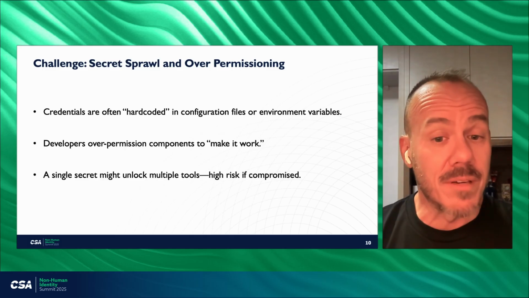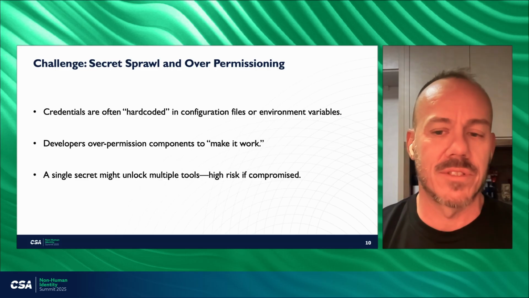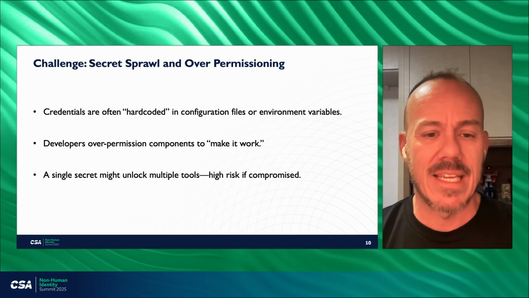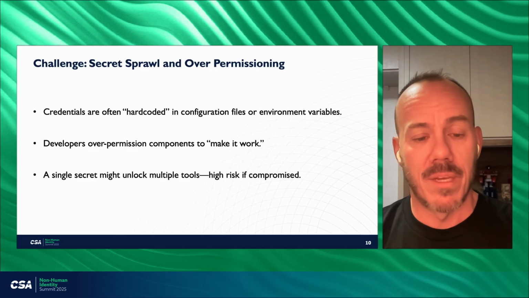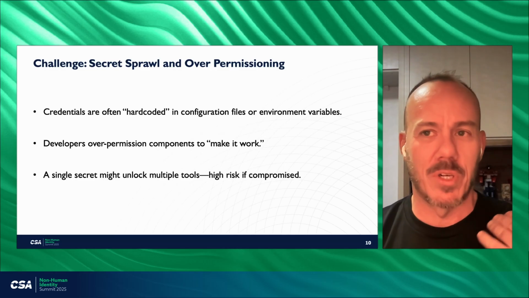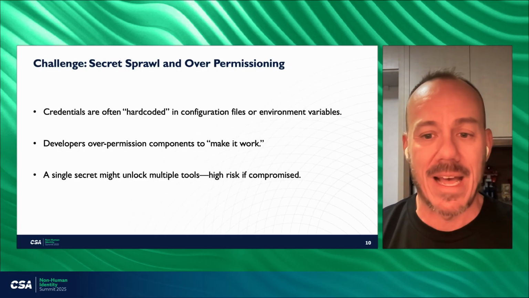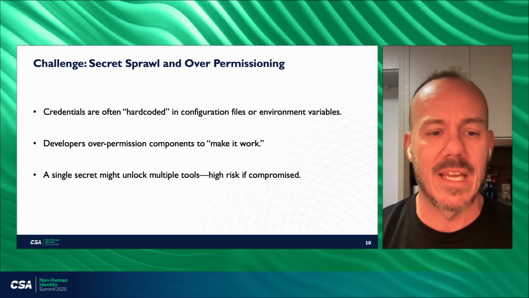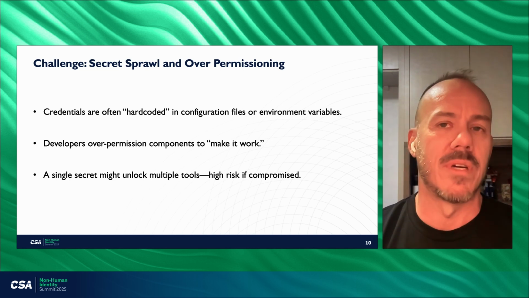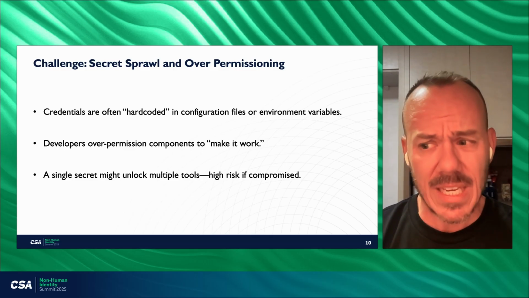A single secret might unlock multiple tools. And that is very high risk if that single secret is compromised. So, for example, people may use a similar API key across multiple components to access various types of tools, or they might use a similar username and password, for example, if it's a database. This is generally a bad idea. It's generally bad practice. But again, I think that we will see this type of scenario when people are building and deploying these AI agents, just because of the complexity in the overall architecture.